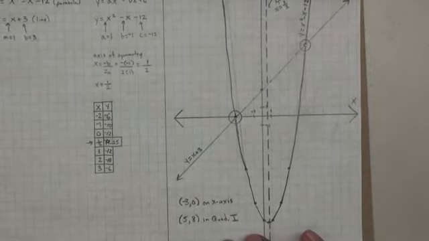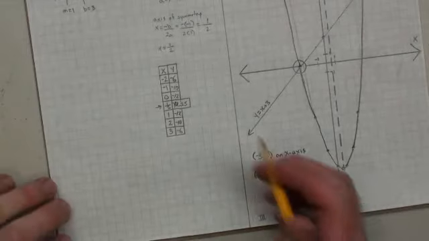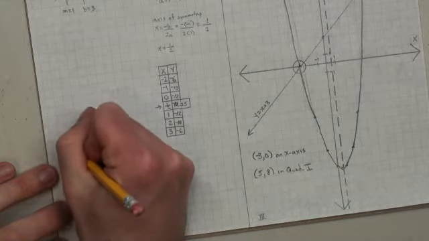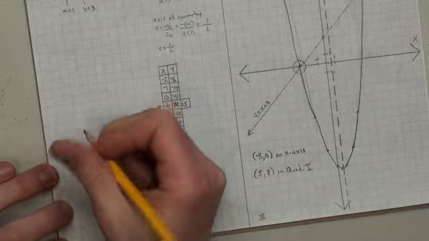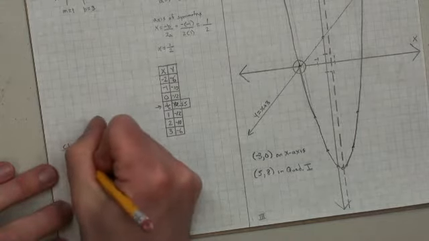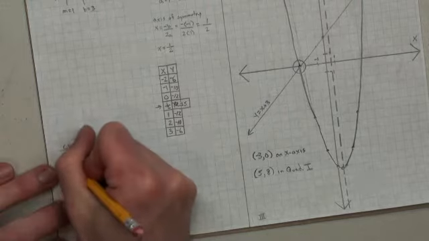Alright, now we're almost done. The only thing we have left to do now is to check. Okay? So I'm going to do that over here. So first I'm going to check the point -3, 0. And I'm going to check it in the quadratic equation first.